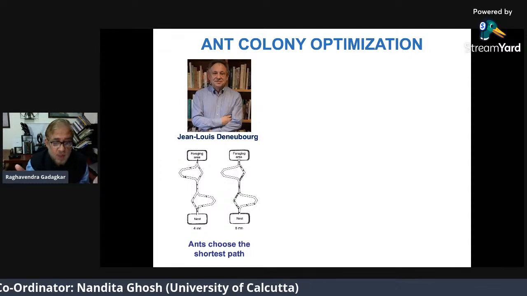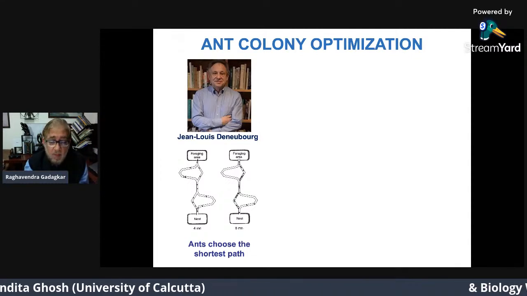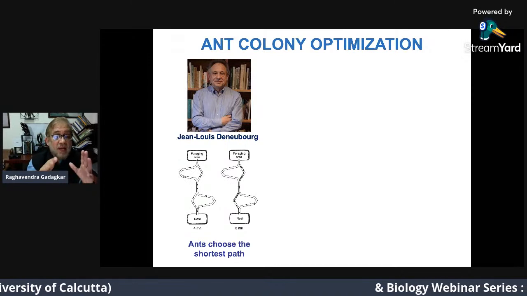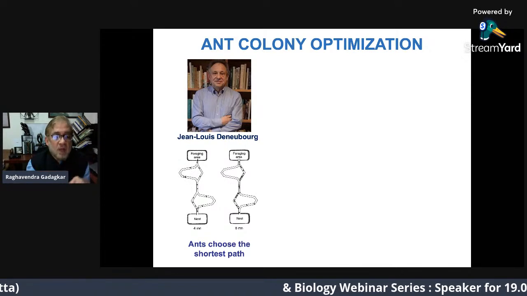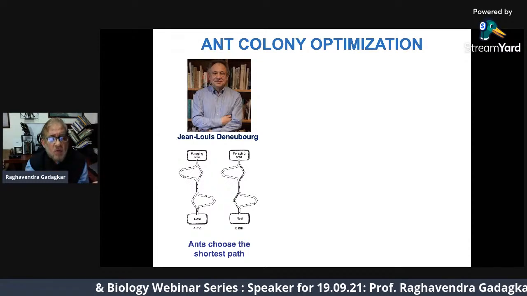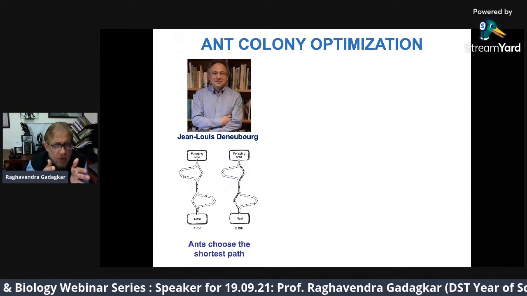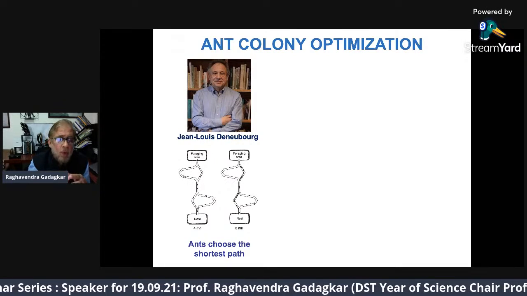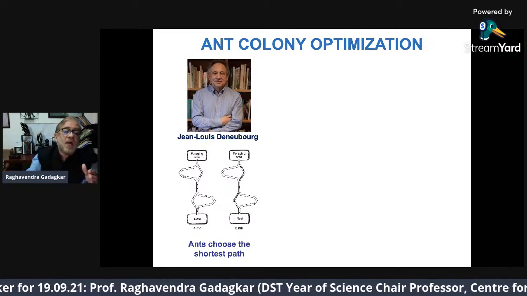Nobody knew there was a short path. Nobody knew that the short path is better, but this happens automatically. That is why it's called self-organization, or it's called an emergent property. When a large number of individuals follow simple local rules, some global patterns emerge, which were totally unexpected.